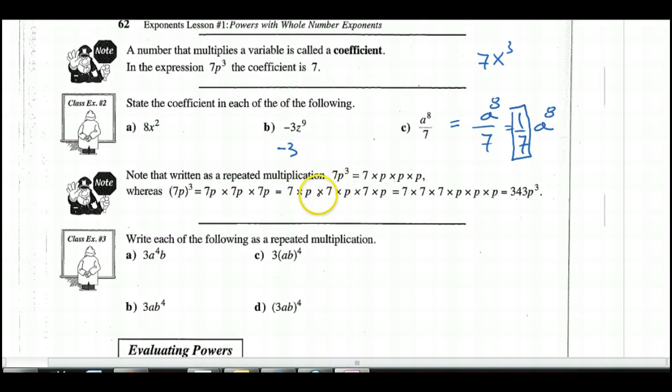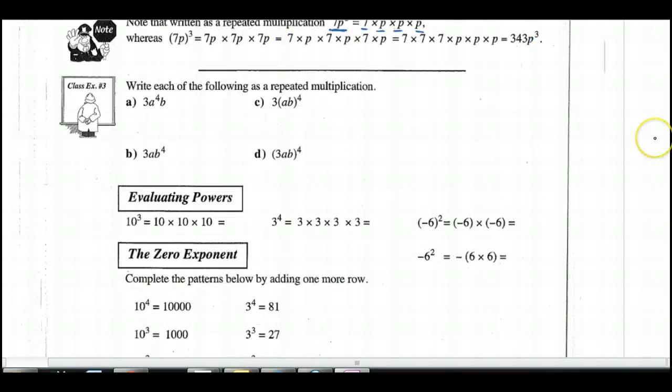And just be careful here. So this is what I was talking about, the brackets. If we have 7 times p cubed, it's only the p that's getting cubed. So written out it is 7 times p times p times p. However, if the 7 was also in the bracket, then it would be 7p times 7p times 7p. So you really have to be careful where the brackets are. And then if you combine your like terms here, you can go 7 times 7 times 7, and the full answer would be 7 cubed, which is 343.